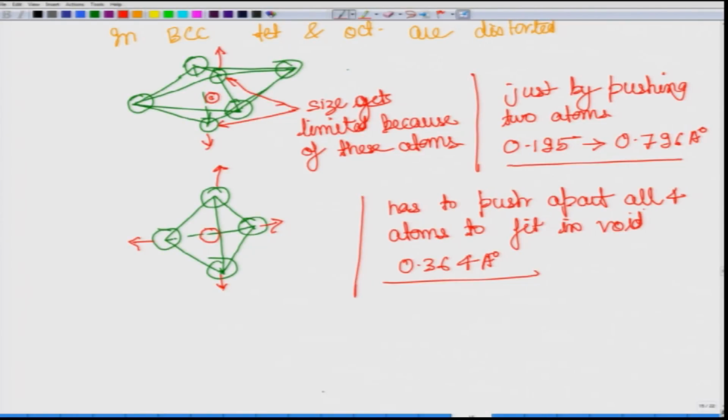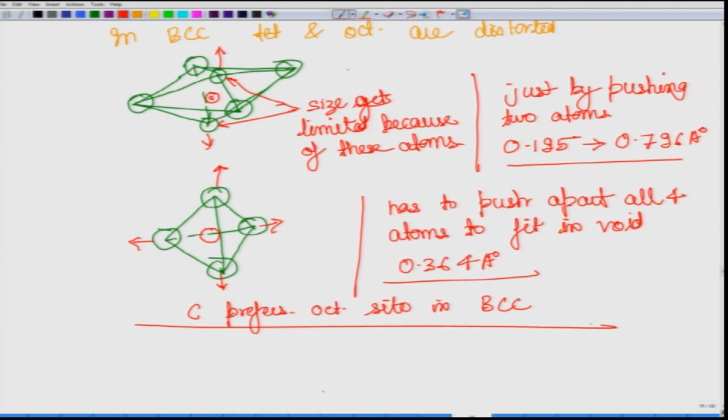Here it has to just push the 2 atoms apart and it will be able to accommodate it, increasing the void size from 0.195 to 0.796 angstroms, and therefore the carbon can easily fit inside this. So this is the primary reason why carbon prefers the octahedral site in BCC.